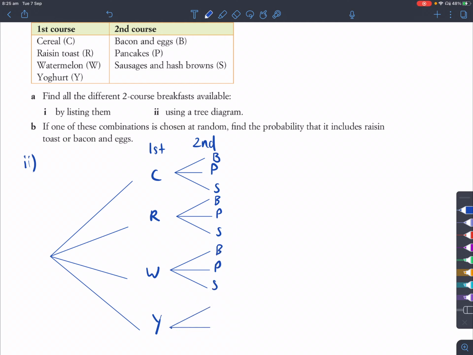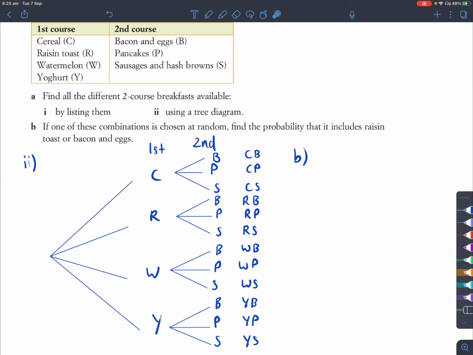Okay, so now that we have a tree diagram, we should list these out as our outcomes. So we've got CB, CP, CS, then RB, RP, then RS, then WB, WP, and WS, and YB, YP, and YS. So we've got 12 combinations, and for part B now, it says to find out this. If one of the combinations is chosen at random, find the probability that it includes raisin toast or bacon eggs. So this means includes either R or B or both.